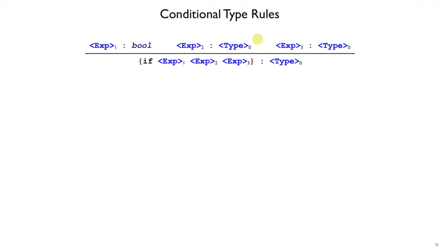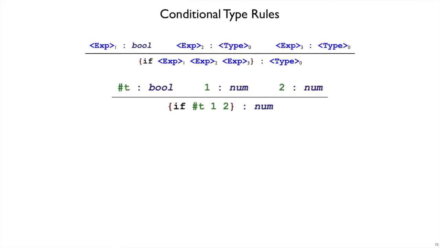And as long as those two are the same type, then we can produce that very same type as the overall type of the if expression. So if we want to say what is the type of if true 1, 2, then we can match it up with this rule because true has type bool, 1 has type num, 2 has type num. These two nums are the same, and so we can use that same thing down here at the bottom.